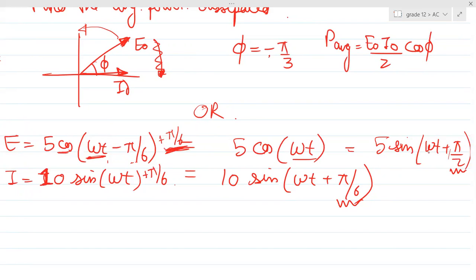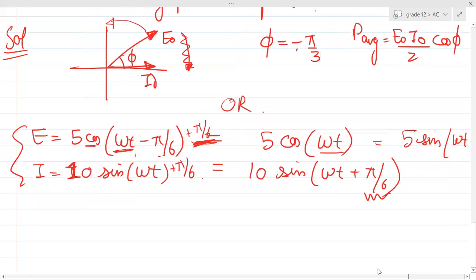Yes, sir. Okay. So remember this you can do in SHM as well. It's not necessary only EC. So anyways, when you will calculate the whole thing, your answer will come to be 12.5 watts. Anyways, next question.